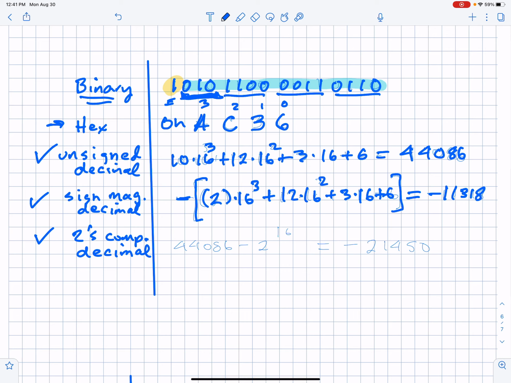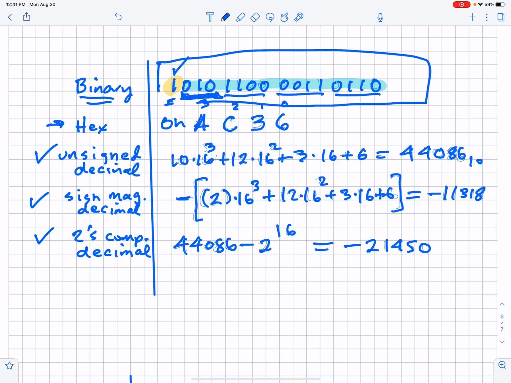All right, and then for 2's complement, if this number in the binary register is to be interpreted as 2's complement, all right, I again check the sign bit, and because the sign is a 1, I know this to be a negative number. So what I can do then is convert AC36 to decimal, which I've done here, and I would start with 44,086, and then I know the 2's complement representation is found by subtracting 2 to the 16th. And so I get minus 21,450. Okay, so I started with the contents of a register, and I looked at the different interpretations.